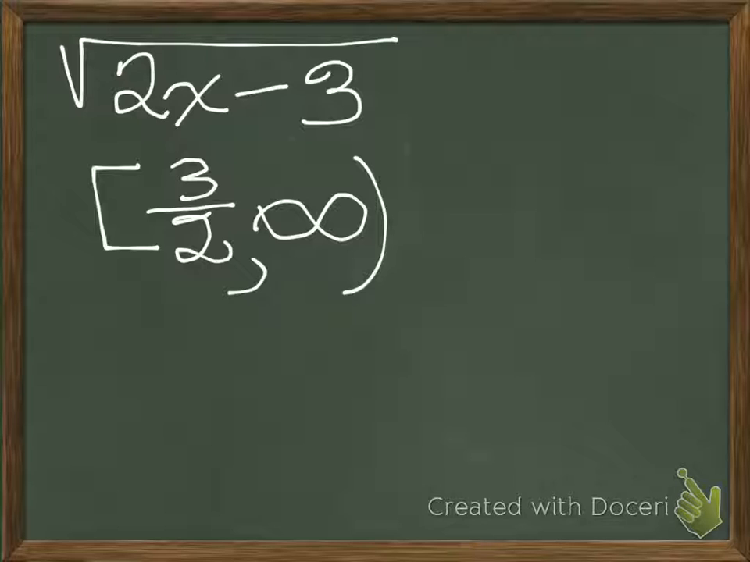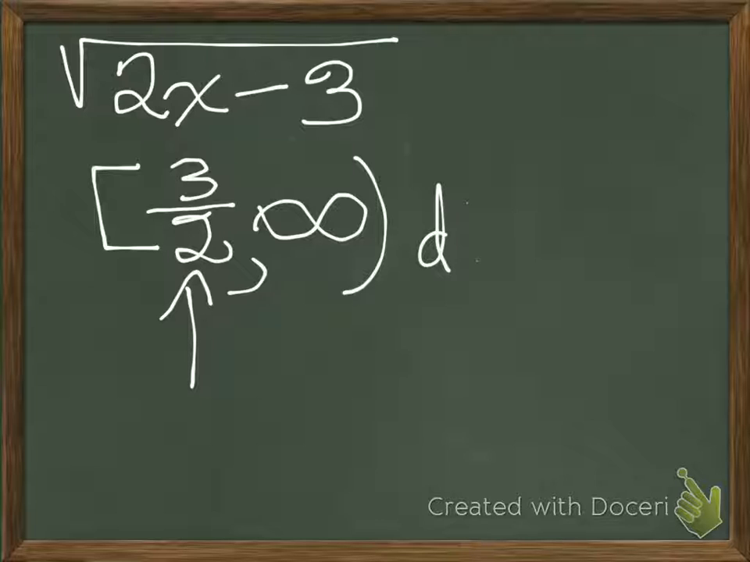3 halves is only going to give me 0. Any bit smaller than 3 halves, I have a negative number in that square root. So the smallest number I can have without making that go negative is 3 halves. So 3 halves into infinity. And if I plug in, for instance, an 8, now I have 16 minus 3, a positive number. I can plug in 100. 2 times 100 is 200 minus 3, a positive number. So that's the domain.